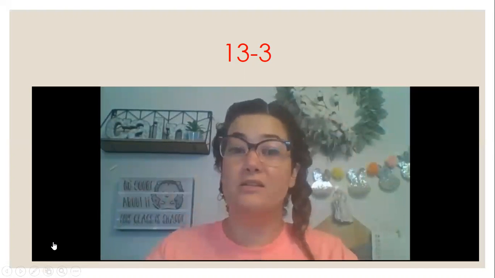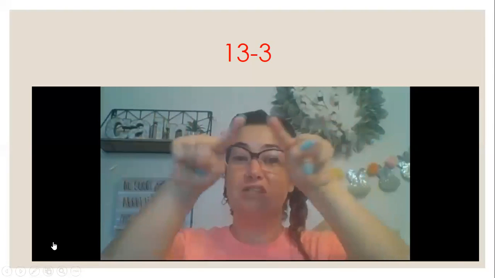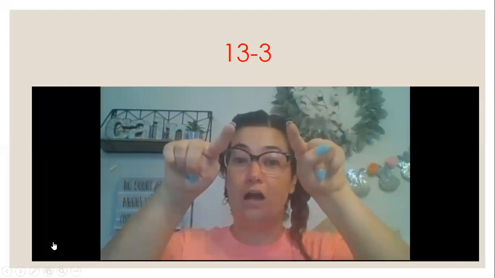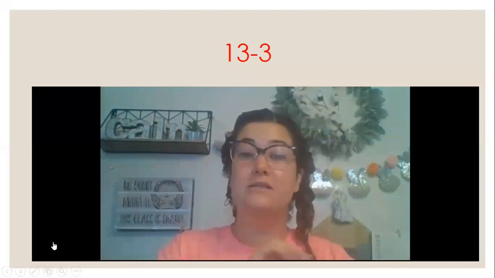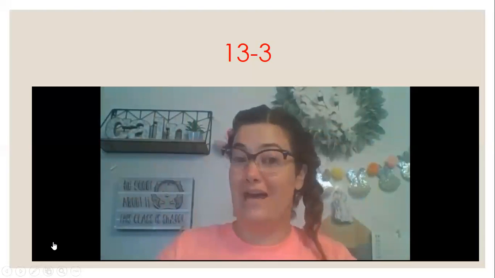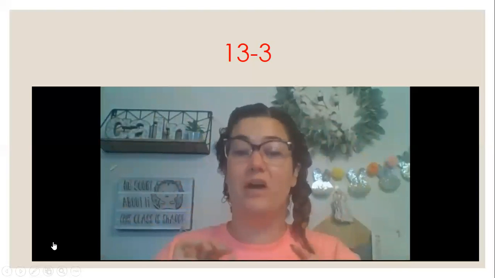Now, when we were talking about shapes that were polygons and not polygons, remember, polygons are shapes that have straight lines and they're closed shapes. So if it's a shape that is open and it's not closed, it's not a polygon. Also, circles are not polygons because they have a curved line. If it's a curved line, it's not a polygon. It has to be straight lines and a shape that is closed.